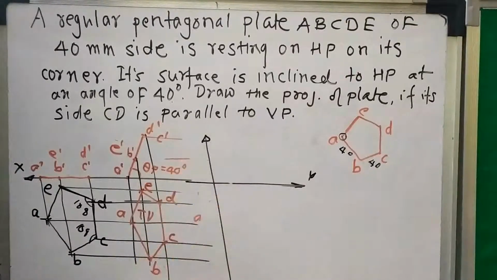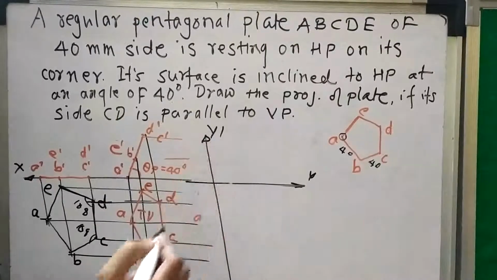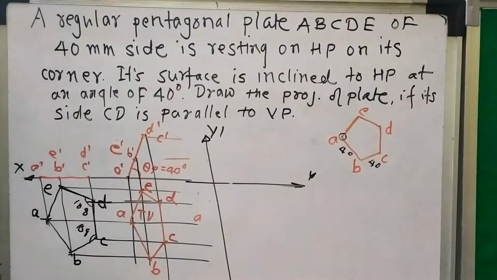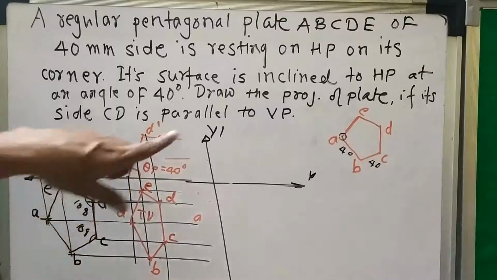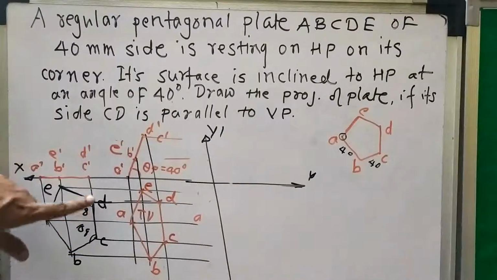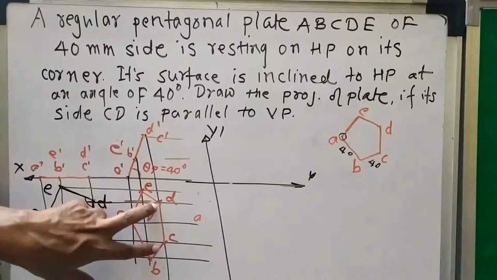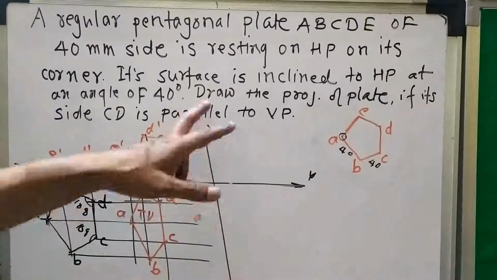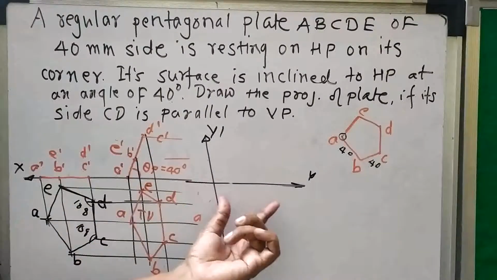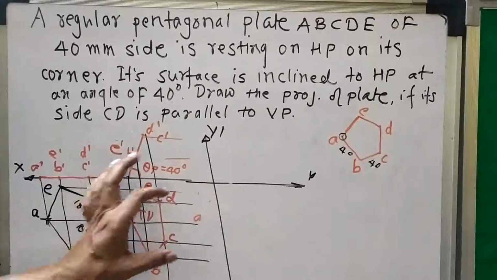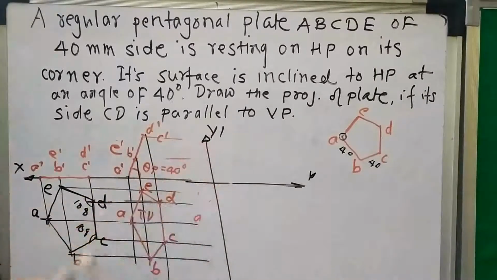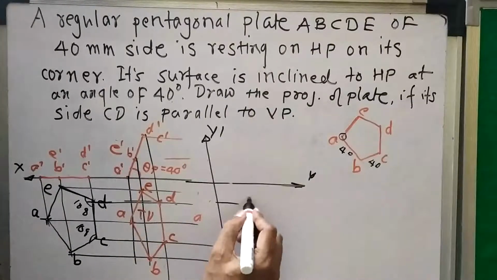So this is my X1 and Y1. Okay, so it is resting on the corner, and draw its projection if the side CD is parallel to VP. So CD is parallel. So to this CD I have taken X1 Y1 parallel. Instead of making this CD parallel to XY, I keep CD as it is and make XY parallel to CD. So new X1 Y1 is taken parallel to CD, and this is the auxiliary plane.